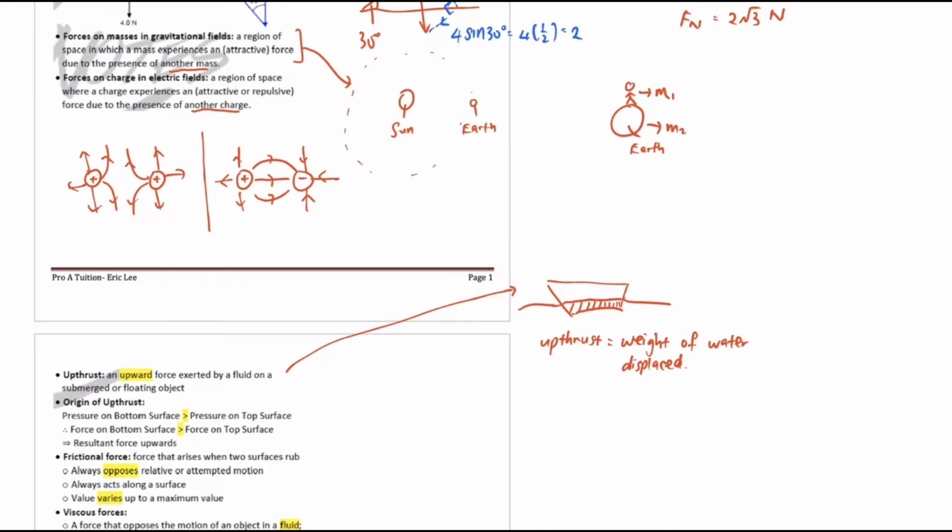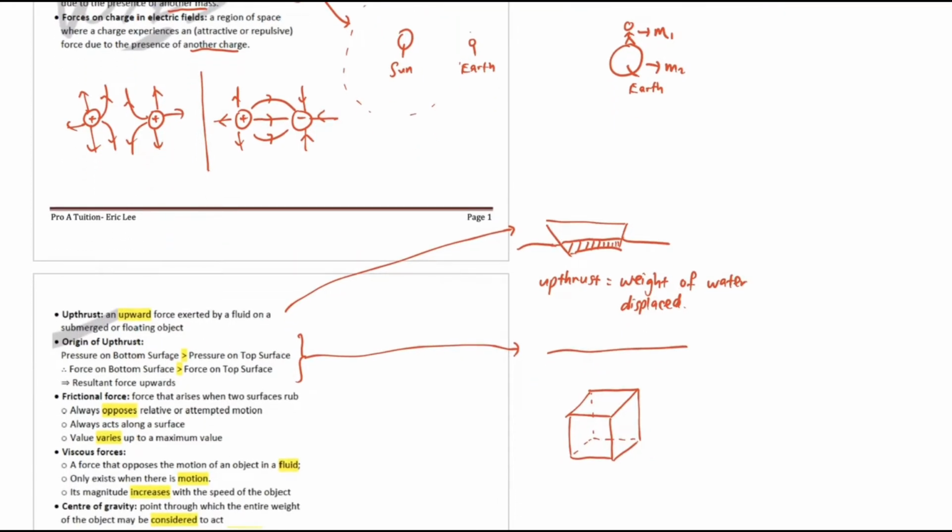Okay, origin of upthrust: pressure on bottom surface more than pressure on top surface. Force on bottom surface more than force on top surface. Resultant force is upwards. Okay, so for this part, let's see one example to understand this better. Imagine this is the water. So you put an object like this below the water. So I draw a cube.